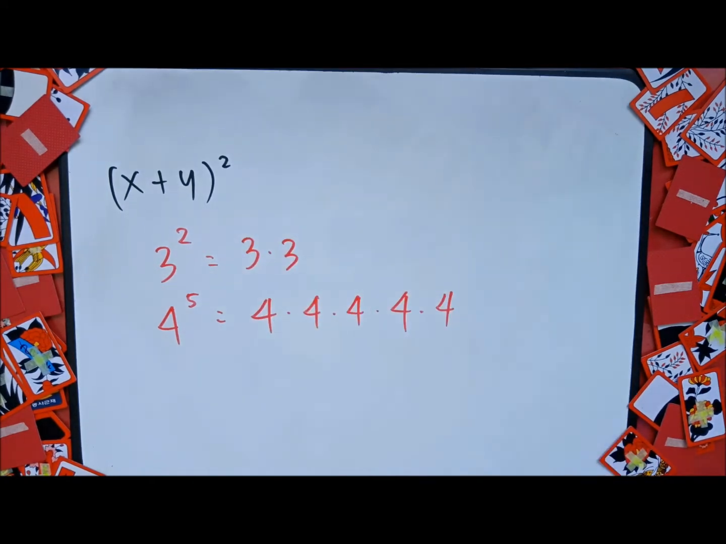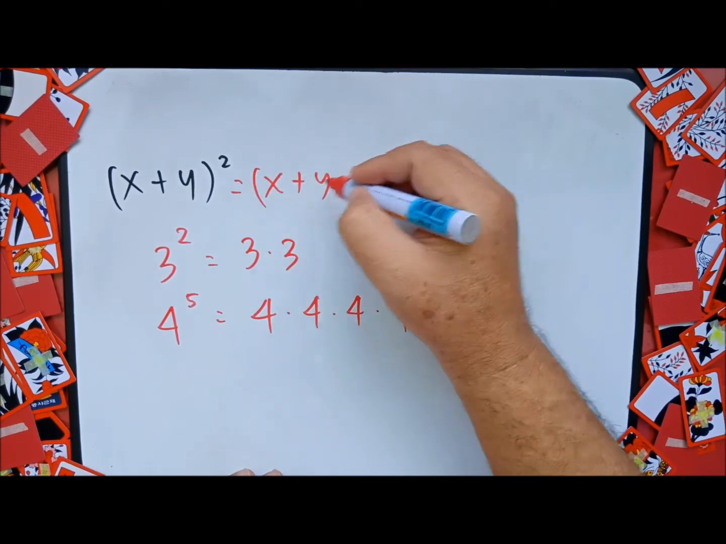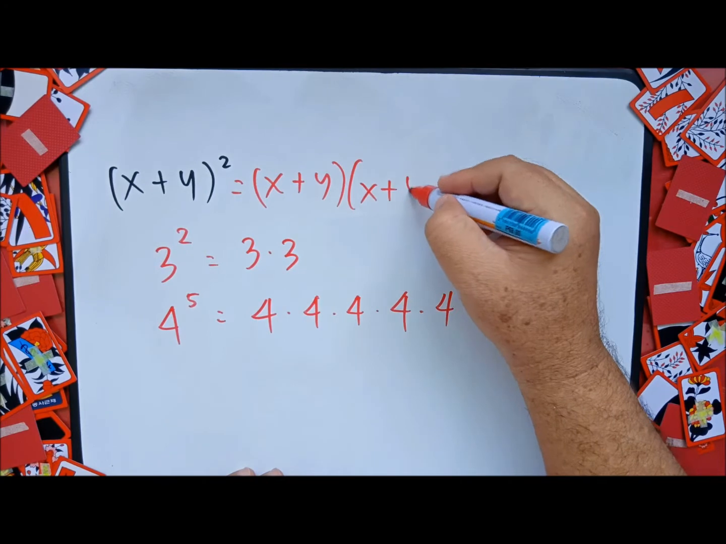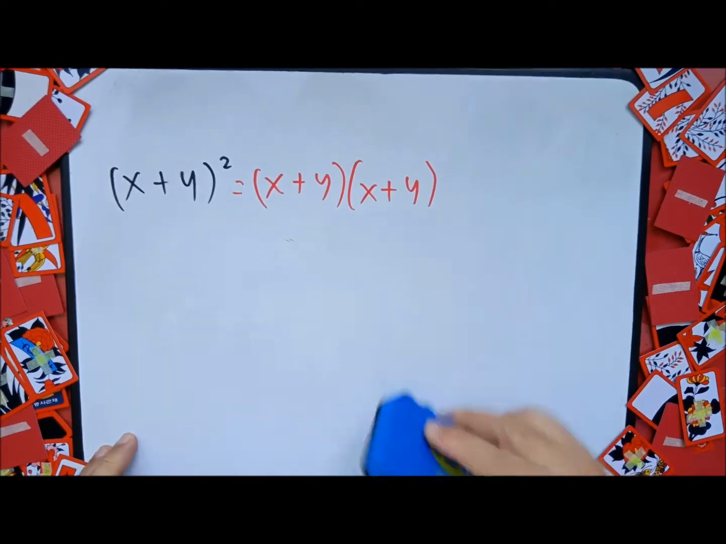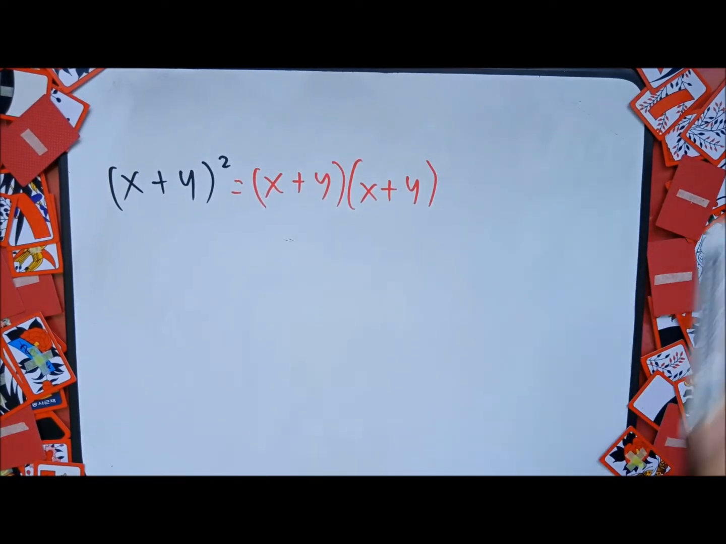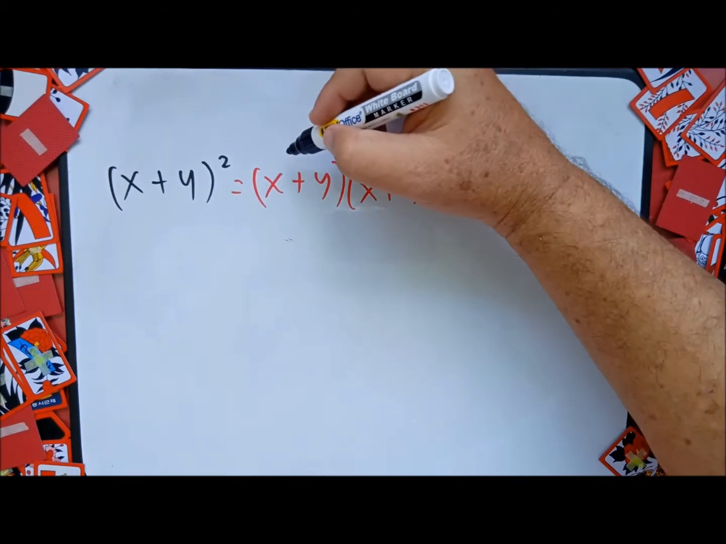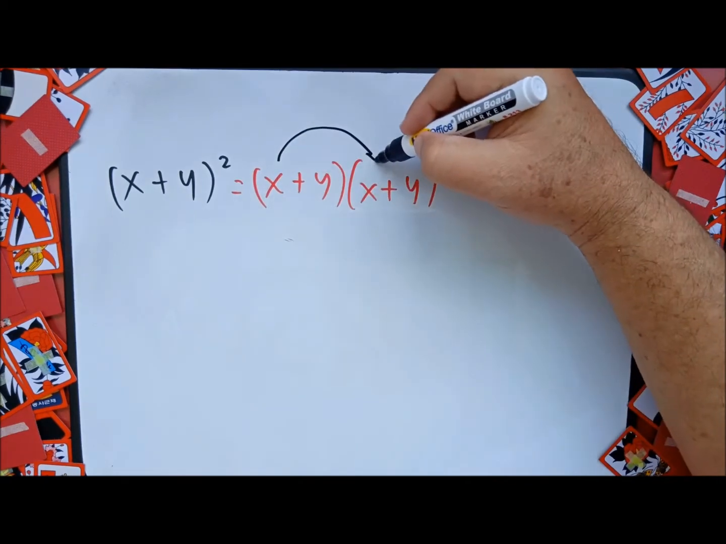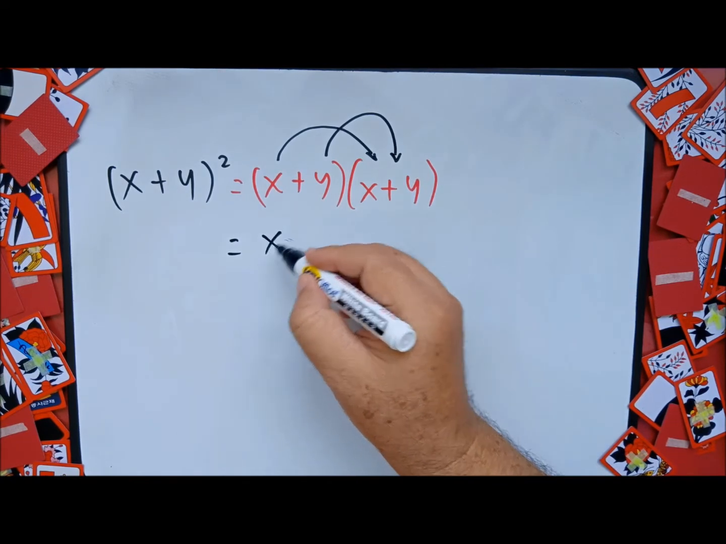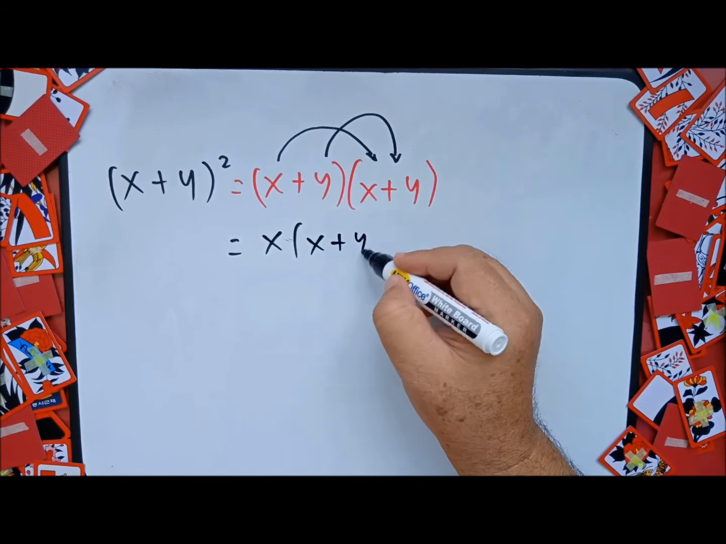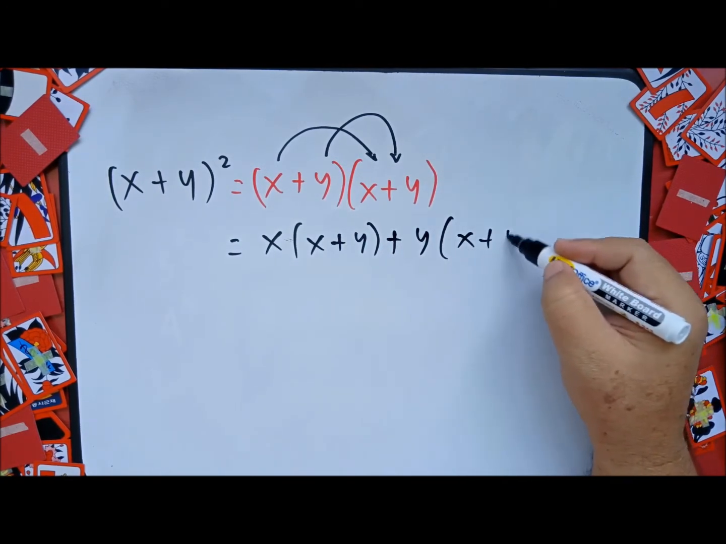Okay, so what will you do with this? We have to multiply (x + y) to itself. Now, after finding this, what will you do? As I've told you before, you have to multiply the first term to the whole set, then the second term to the whole set. This will become what? x times (x + y) plus y times (x + y).